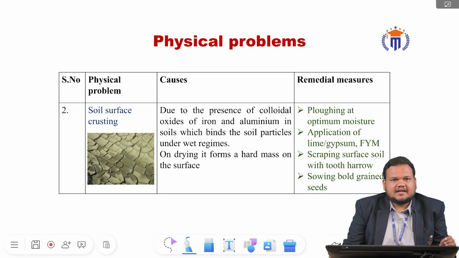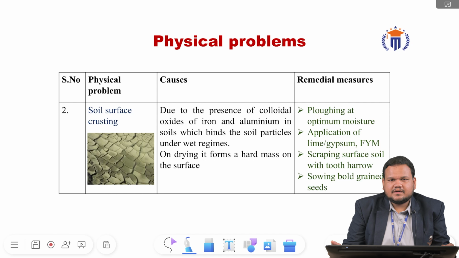The size of an individual clay particle is very small compared to the macropores and micropores. So these clay particles can easily enter into the macropores as well as the micropores, leading to blocking of them. This results in the formation of a hardened layer that is known as the soil crust. Okay, so what is the problem with this? If you sow any type of seeds, that is small grain seeds, they are not able to germinate.